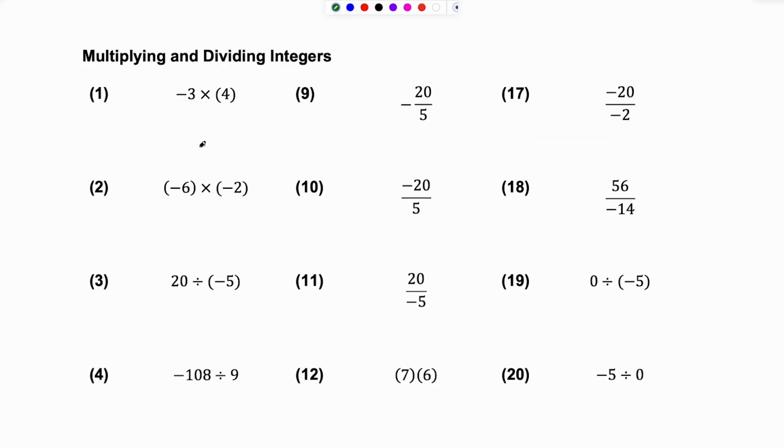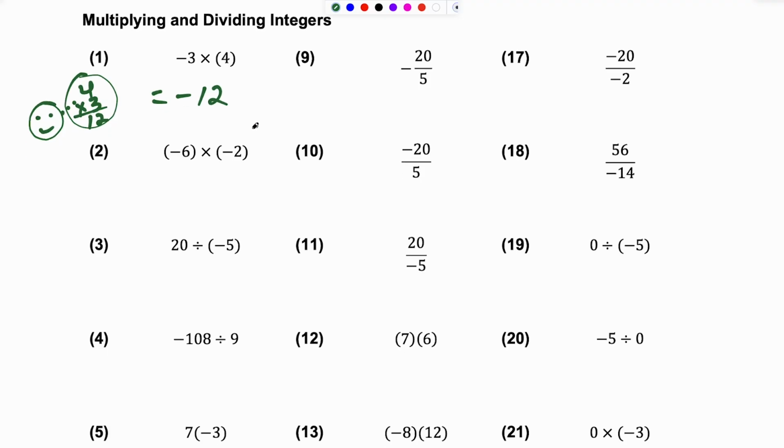So now we're moving on to multiplying and dividing integers. First up, we have -3 times 4. Anytime you multiply two integers with different signs, the product or quotient is going to come out to a negative. The math I'm doing in my head is thinking of my times tables: 4 times 3 is equal to 12. But since I'm multiplying -3 times 4, I'm going to get a product of -12.